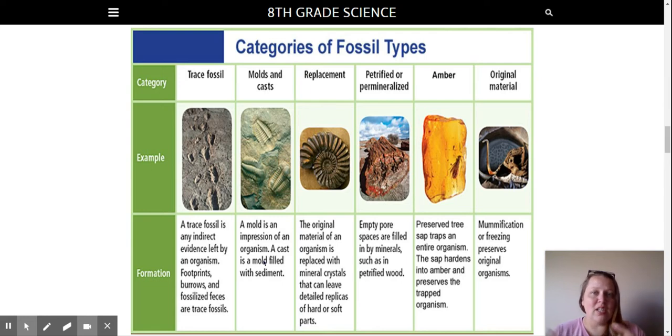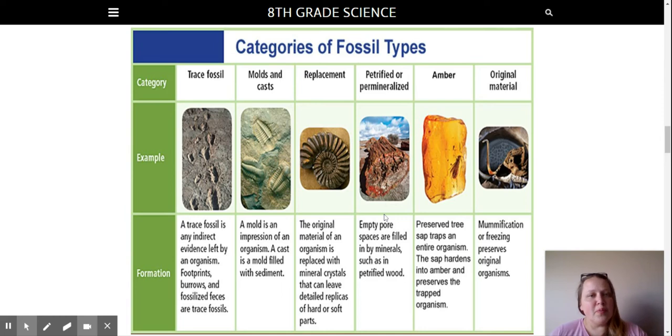So a cast, think of a cast as 3D. Okay, so it's been filled up with sediment. Maybe it's even been filled up with minerals, and that makes a cast. So a cast would be a 3D kind of fossil. Replacement, a replacement fossil. The original material of an organism is replaced with mineral crystals that can leave detailed replicas of hard or soft parts.